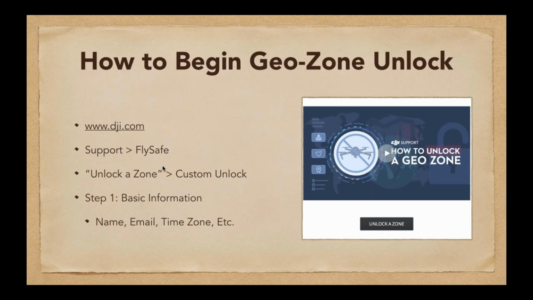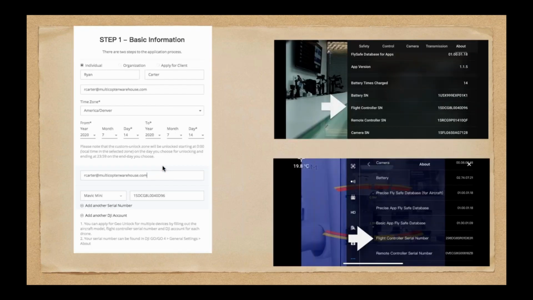To begin the Geo Zone unlocking process, after you have obtained the LAANC clearance, you're going to navigate to the DJI website, where you will head to the support tab and then Fly Safe. When the Fly Safe page opens up, you will scroll down to Unlock a Zone and Custom Unlock. In this first step, it's going to ask for some basic information, including name, organization, and whether you are applying for an organization or for a client. It's also going to ask for the time that you're applying for.